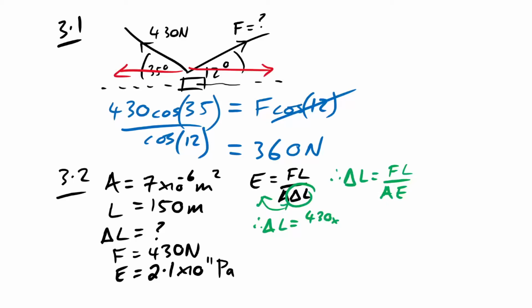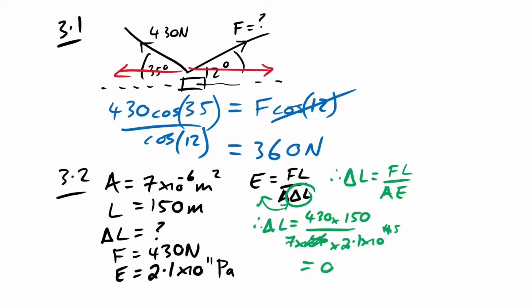430 times that original length, 150. Of course, a long old thingy, isn't it? I guess this is for a football pitch, that kind of thing. So divided by 7 times 10 to the minus 6 times the Young modulus. Could we tidy up some powers of 10? Yes, why not? So we have minus 6 and then 11 on the bottom. So we can just take away 6 from 11. So we end up with times 10 to the 5.